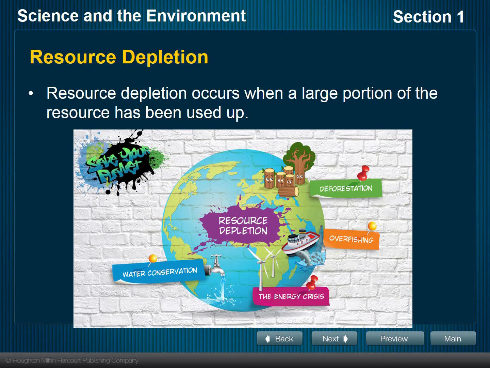Resources are said to be depleted when a large portion of the resource has been used up. Once the supply of a non-renewable resource has been used up, it may take millions of years to replenish it. Renewable resources such as trees may also be depleted, causing deforestation in some areas.